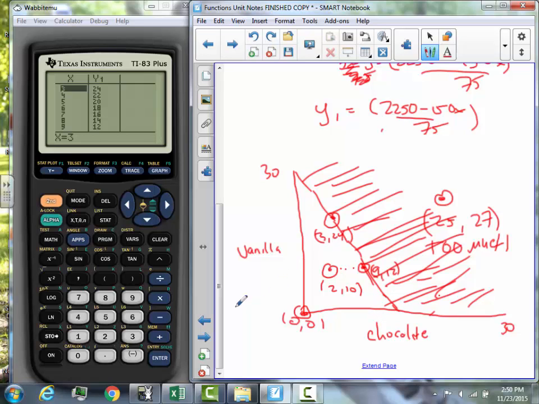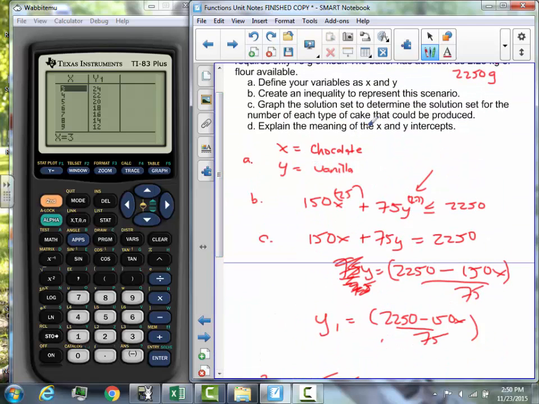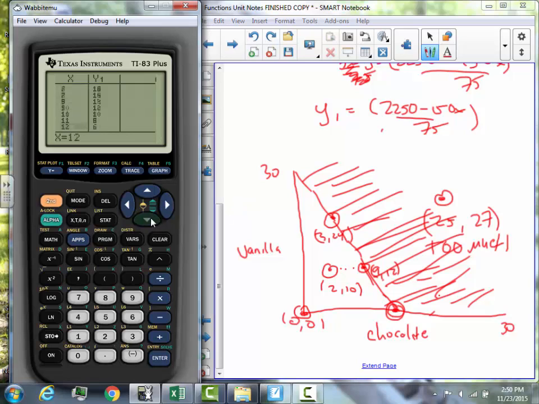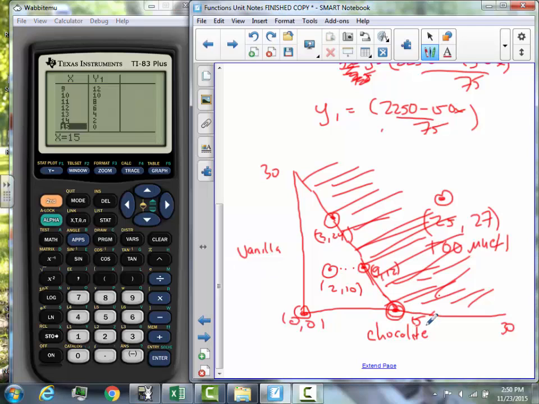Okay. Last thought, then we'll take a break here. What's the meaning of the x and y intercepts then? Right here, this x-intercept would be if he only ever made chocolate cakes. Let's say that he decides one day, screw it, I'm not making vanilla, I just don't want to. He just purely makes chocolate cake. Well, then how many chocolate cakes could he make? Looks like 15 based on this. So he could just make chocolate cakes and make 15 of them.